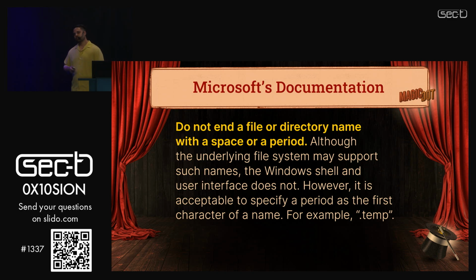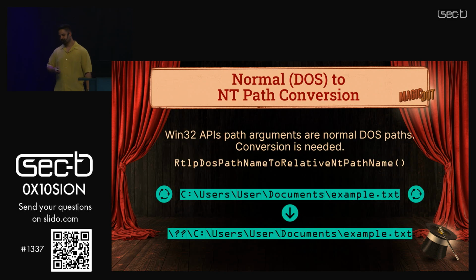Basically, when I read Microsoft's documentation, I saw something that I was very surprised about. Microsoft explicitly asked users to not end a file or a directory name with a dot or a space. But what do hackers do when someone tells them not to do something? Of course, they do exactly that. But before we start playing with trailing dots and spaces, let's really understand what happens when this known issue occurs.